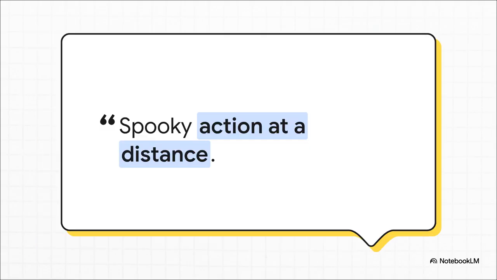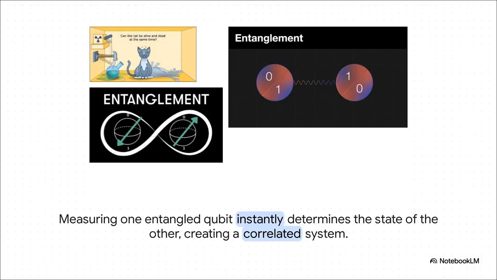This connection was so weird, so counterintuitive, that Albert Einstein himself famously called it spooky action at a distance. He just couldn't wrap his head around it, but guess what? It's been proven to be absolutely real, and this spooky link is a critical resource that gives quantum computers their edge.